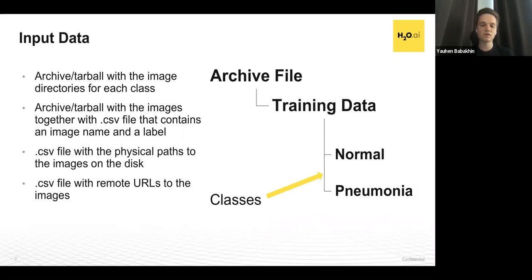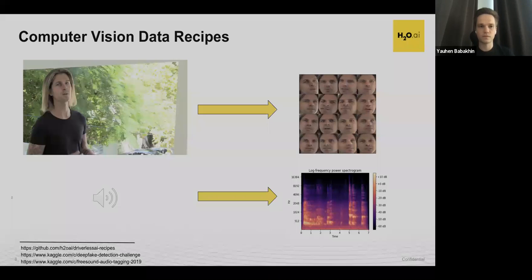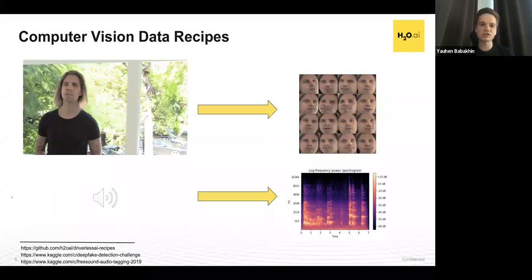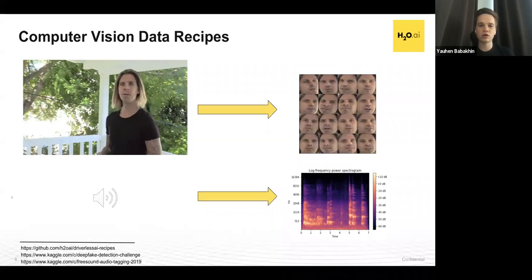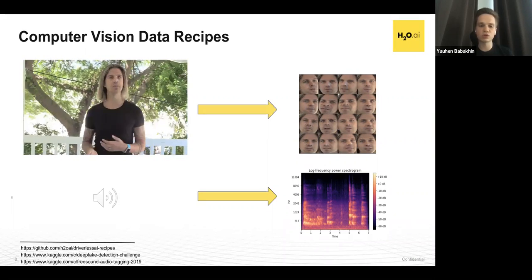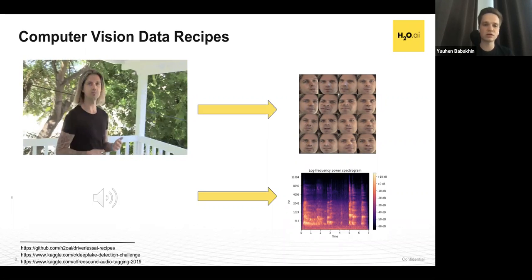And finally, the final way to upload the data is again a CSV file. But in this case, instead of using local paths, you could use remote URLs. So if you have your images stored somewhere in the cloud, or somewhere on the internet, you could just provide the URLs, and again, Driverless will infer and use them for the modeling. Also, apart from the images, this approach allows us to work with video and audio data.